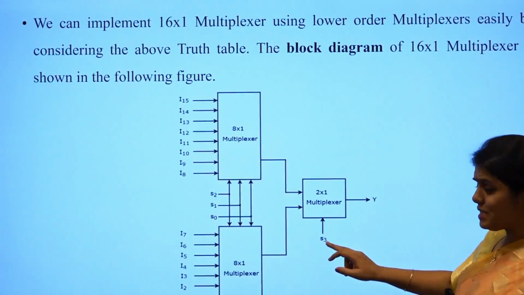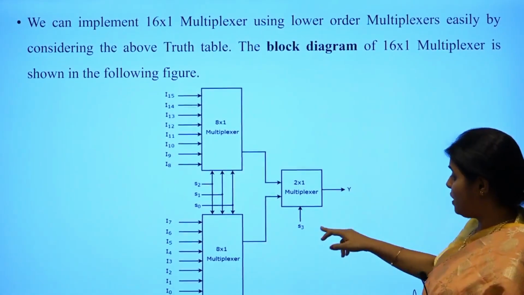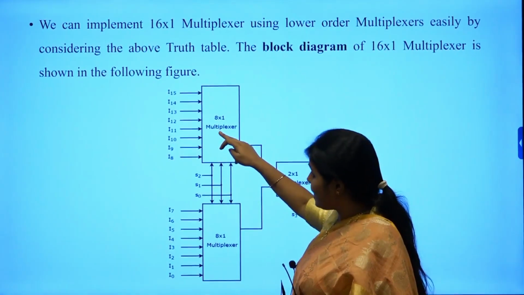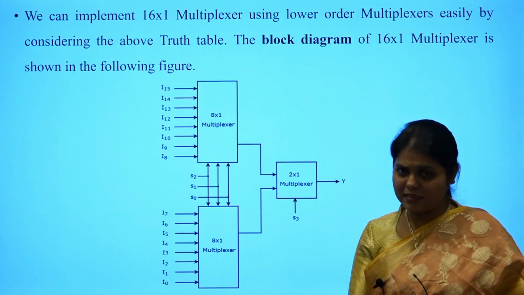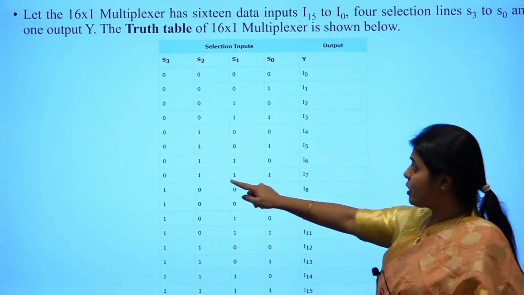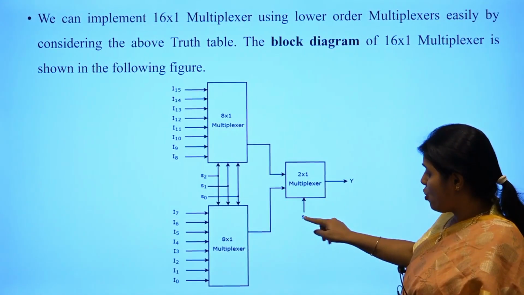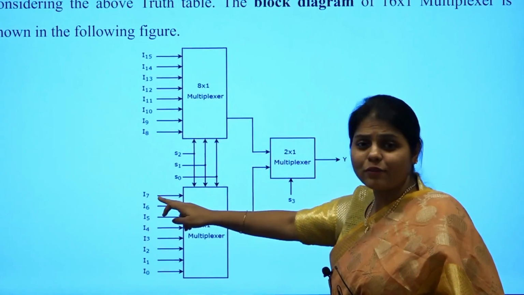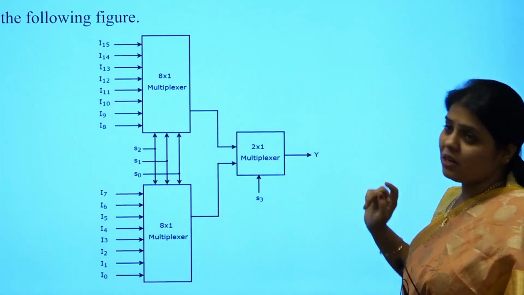Now if S3 is 0, I0 to I7 will be selected, and that will appear at the output. When S3 is 1, depending upon S0, S1 and S2 of the upper 8 by 1, one of the inputs, that is I8 to I15, will appear at the output. Let us take an example. Suppose I have the combination 0, 111, where S3 is 0 and S0, S1, S2 are 111. When S3 is 0, this particular multiplexer will be activated. When S0, S1, S2 are 111, we get I7. Hence, for 0, 111, I7 will appear at the output.